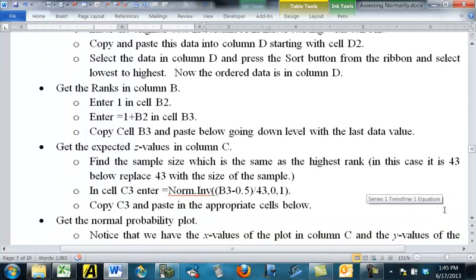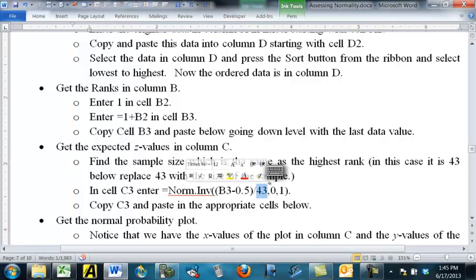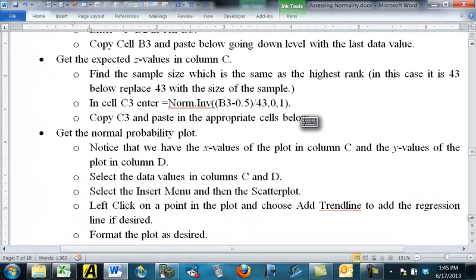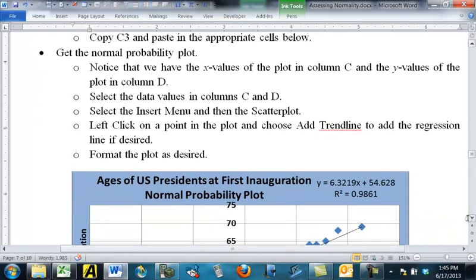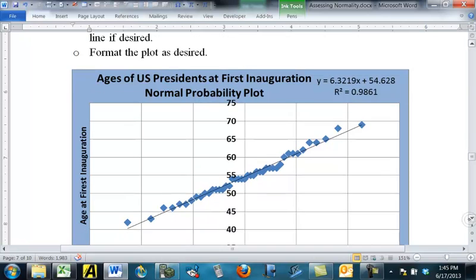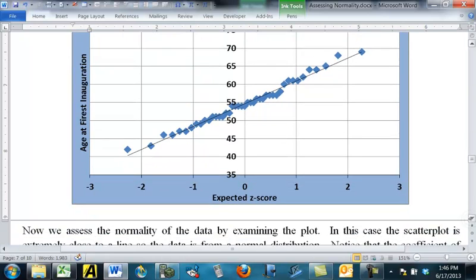You saw me do something like this. Find the exact expected values, and this is one way to do it with NORM.S.INV of (B3 minus 0.5) divided by 43. 43, of course, should be whatever your sample size is. Copy and paste that below. That gives us our expected Z's in column C. Column D is the original data. Highlight that data. Select scatter plot. Optional to add the trend line and format it, and this is the graph we got. And then interpret your results.